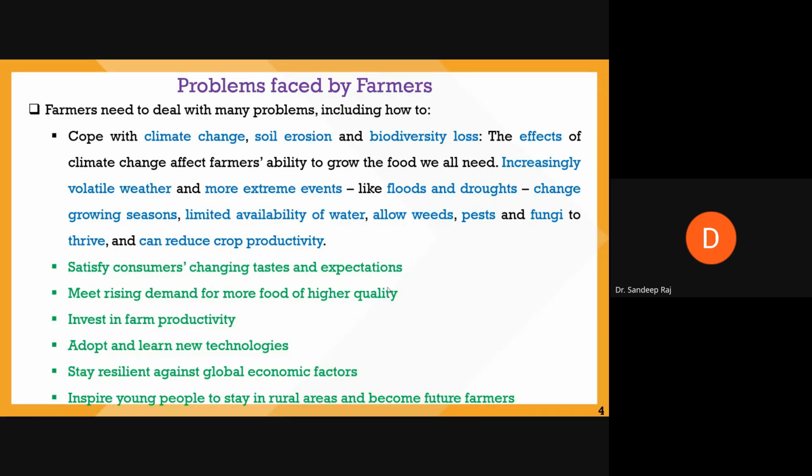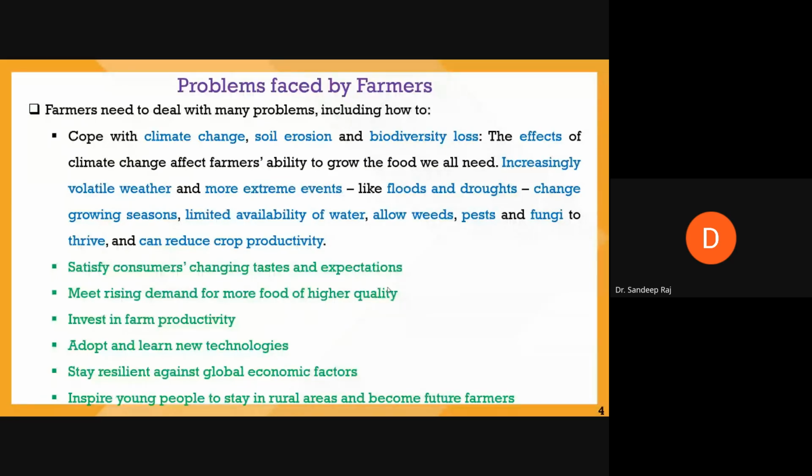Farmers need to deal with many problems, including how to cope with climate change, soil erosion, and biodiversity loss. The effects of climate change affect farmers' ability to grow the food we all need. Increasingly, volatile weather and more extreme events like floods, droughts, changing growing seasons, and limited availability of water allow weeds, pests, and fungus. They reduce the crop productivity.